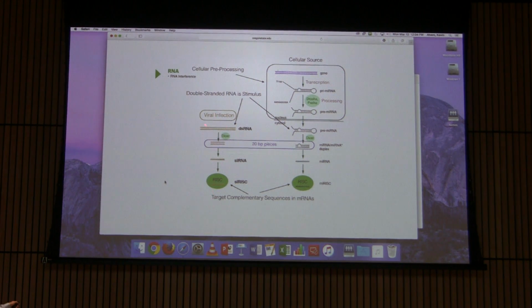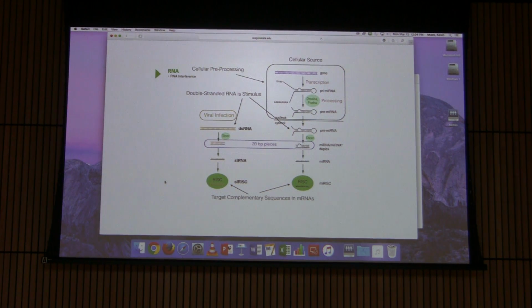But suffice it to say that right now the first part of the protection mechanism is chopping the double-stranded RNA into pieces and then taking one of the strands of those pieces and pairing it with RISC, and that RISC will play a role in the next process.